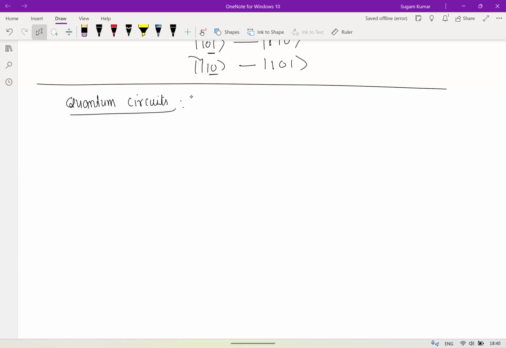So the quantum circuit technically is just a basic model of how to arrange these gates and how these gates are going to be applied. I will give some examples and we will try to solve some problems also, because finally you also have to appear in some quizzes. So the problems will come from these sections also.